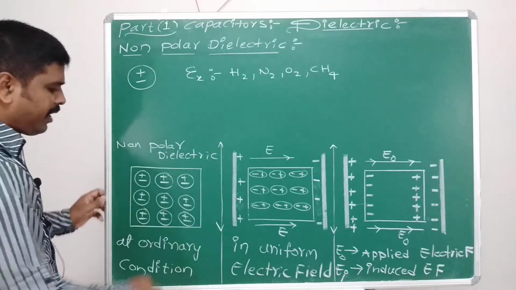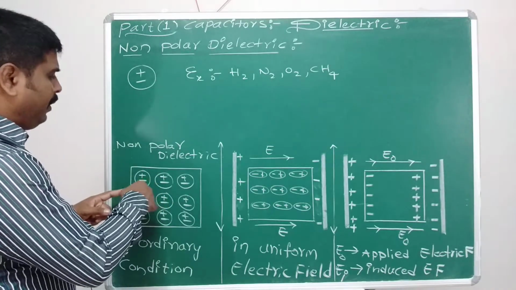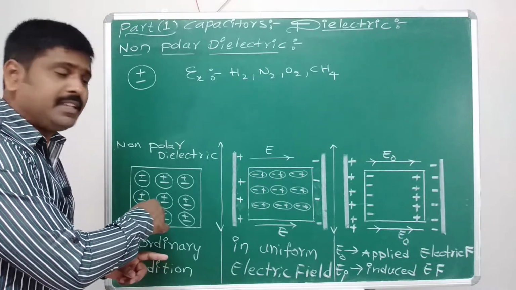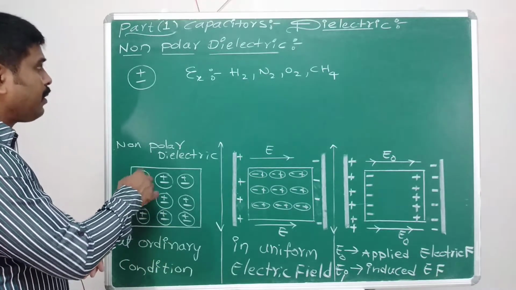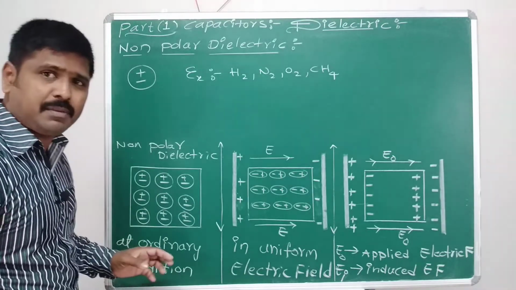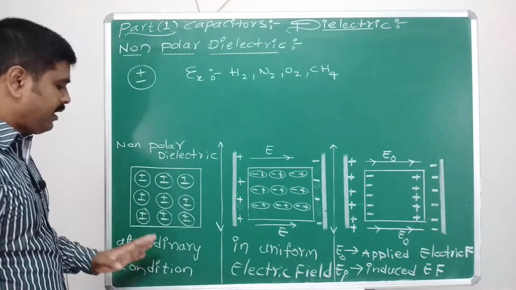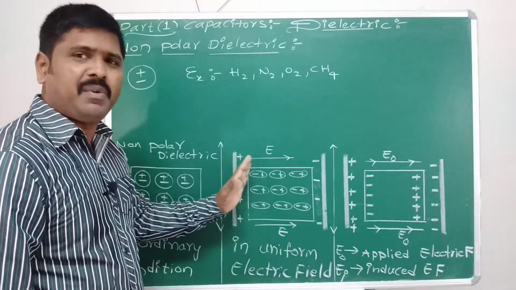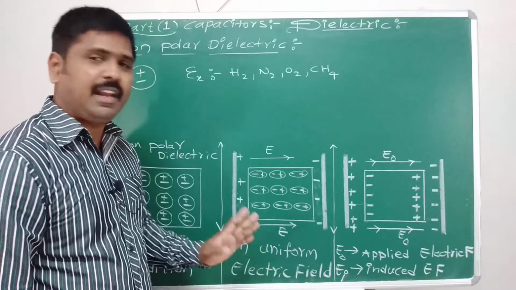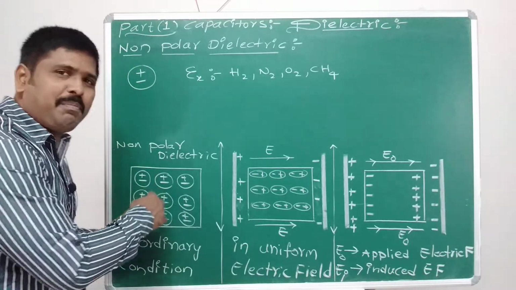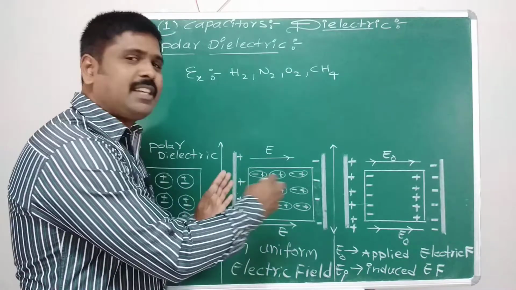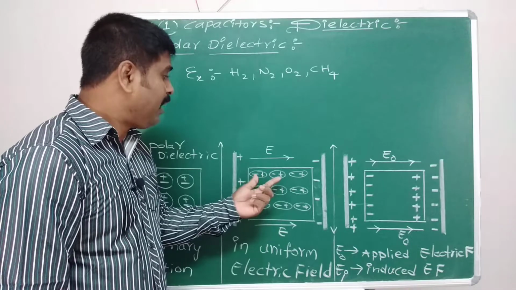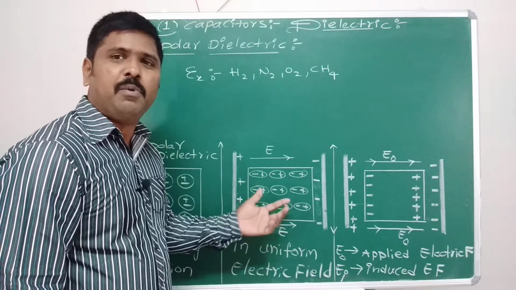At ordinary condition, the molecule in which the center of positive charge and center of negative charge coincide is called a non-polar molecule, and that substance is a non-polar dielectric substance. This is the ordinary condition, nothing but room temperature. Now a uniform electric field is applied. That's why here the center of positive charge and center of negative charge are separated. Now in this second condition, that molecule has a dipole moment.